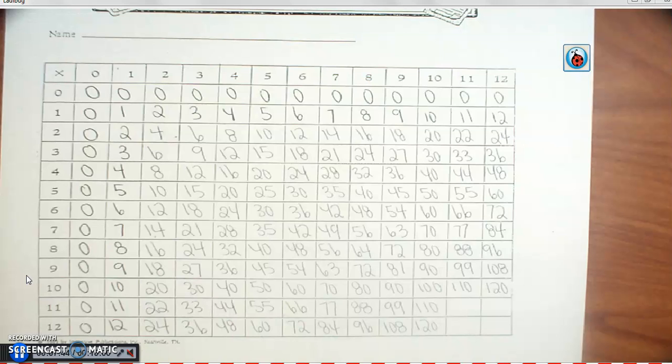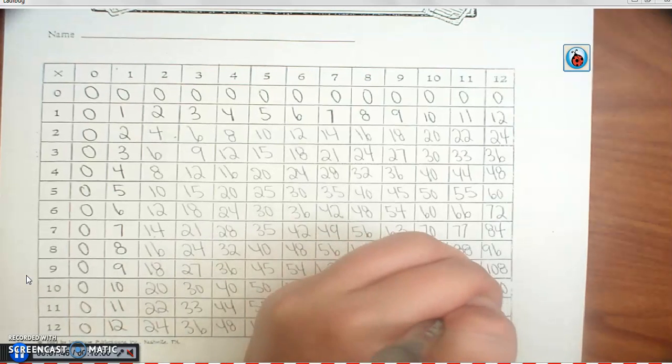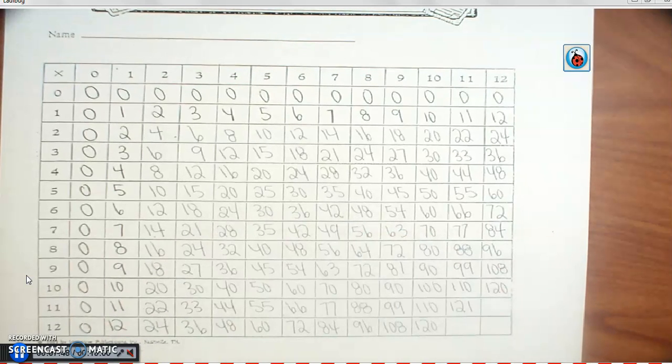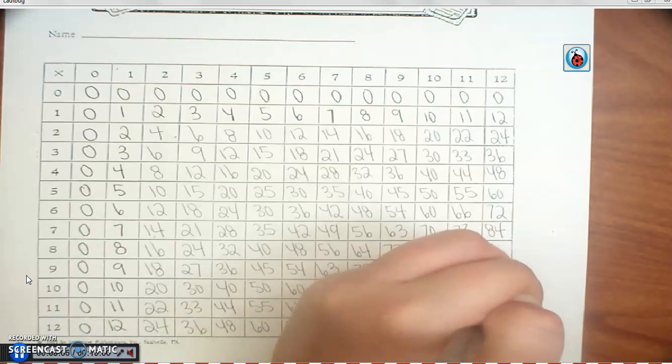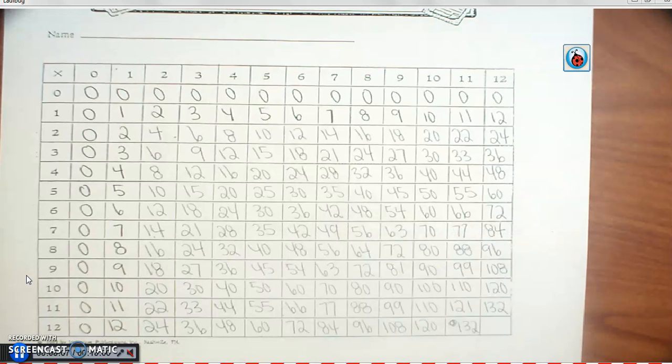11 times 11, you just have to know that one, but it is a pattern, 1, 2, 1. Okay, 121, 11 times 11. 11 times 12, another one you kind of just have to know, but you could add 12 to 120 or 11 to 121. Either way, I get 132, and I can write it over here as well. Okay, so I can write it in both those squares because it's the same fact.